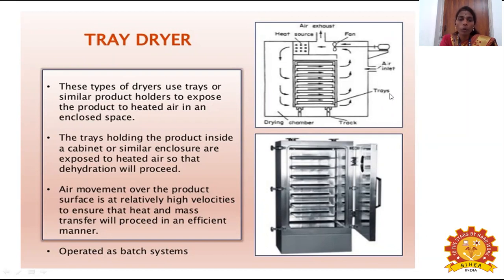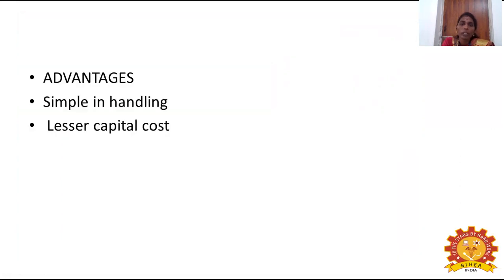Air movement over the product surface is at relatively high velocities to ensure that the heat and mass transfer will proceed in an efficient manner. That is operated as batch systems. Advantages: it is simple in handling, and it has lesser capital cost.